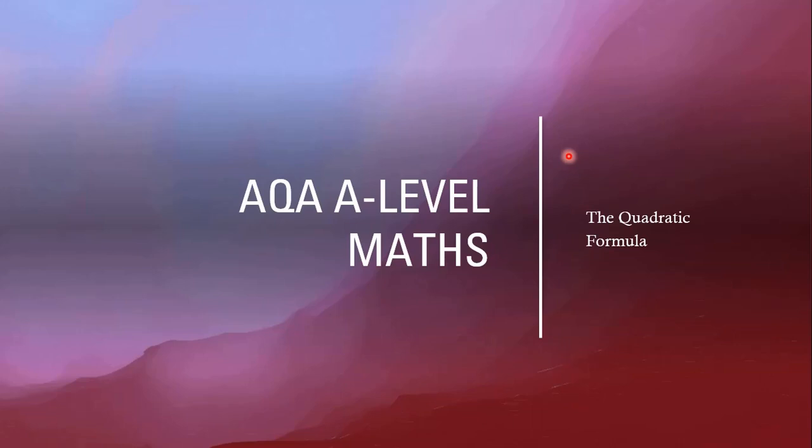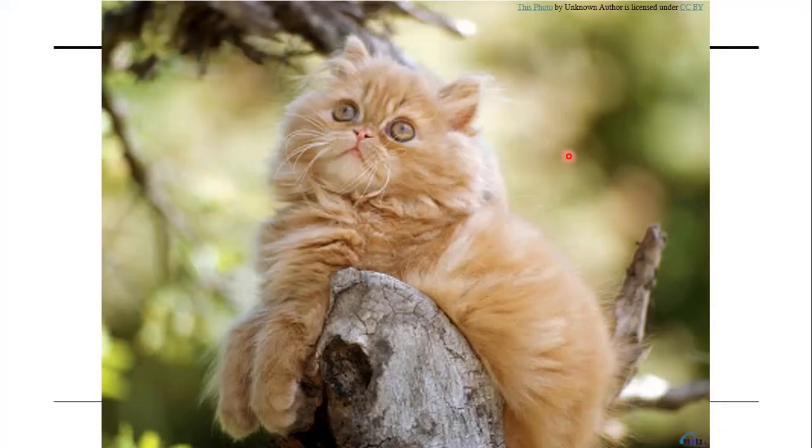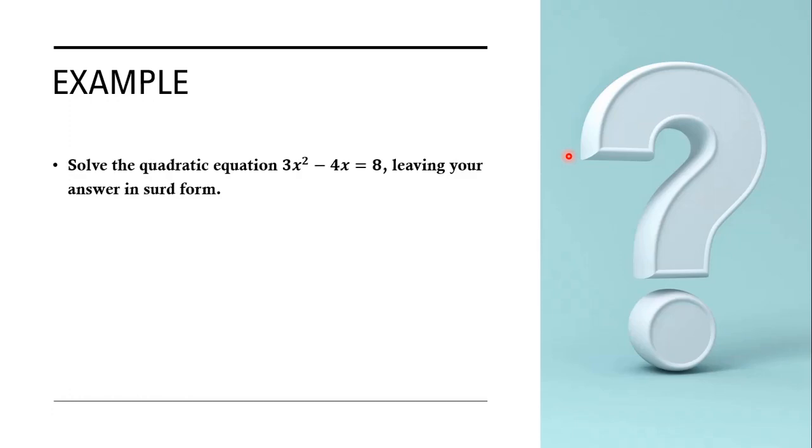So in today's video we're going to go over the quadratic formula, how to use it, and why it's useful. So let's go to our first cat of the day, very cute. So we're going to use examples to teach this because it's the easiest way to teach it. So solve the quadratic equation 3x squared minus 4x equals 8, leaving your answer in surd form.